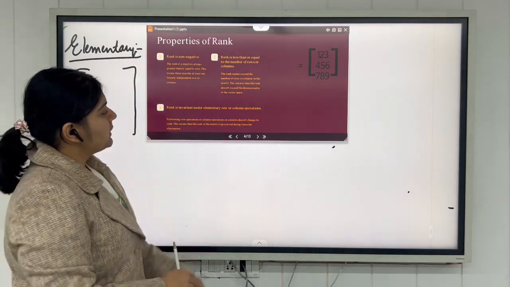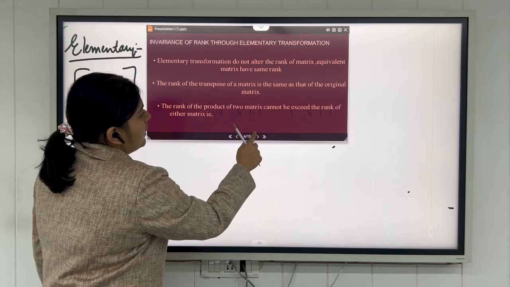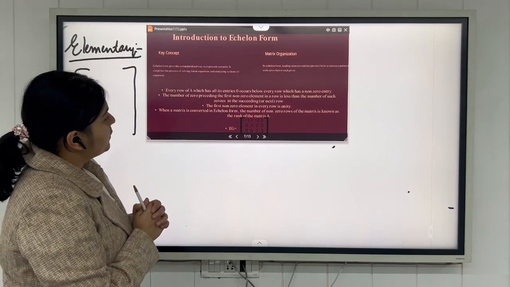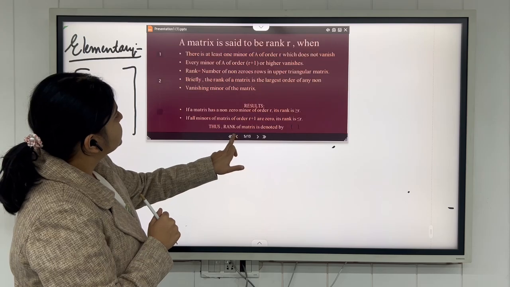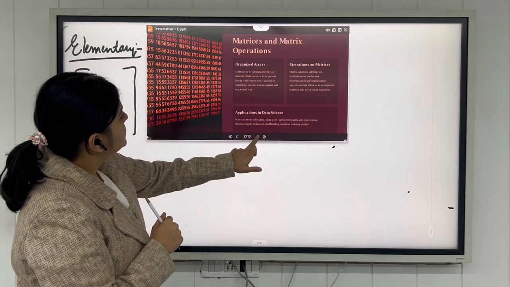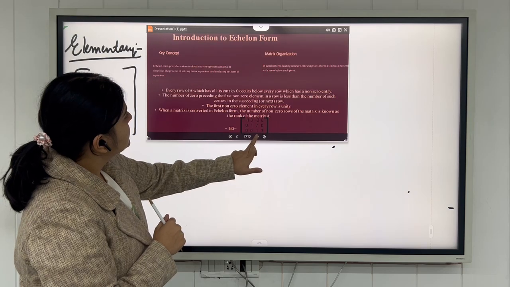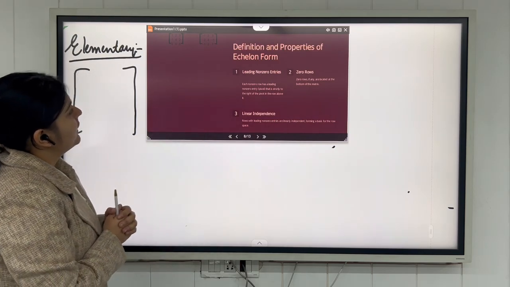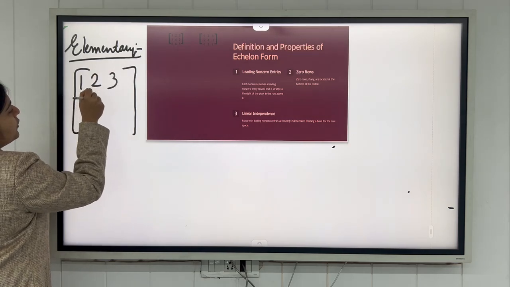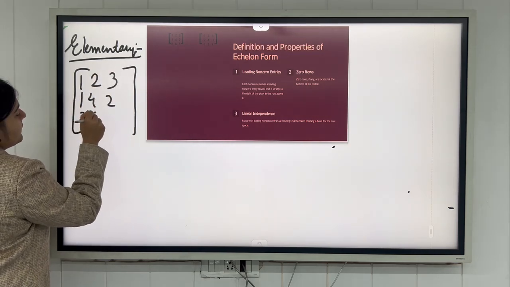Now, let's take one example. Yeah, here we have the example. So we have one example, that is 1, 2, 3, 1, 4, 2, 2, 6, 5.